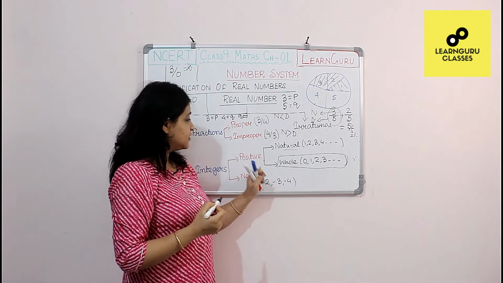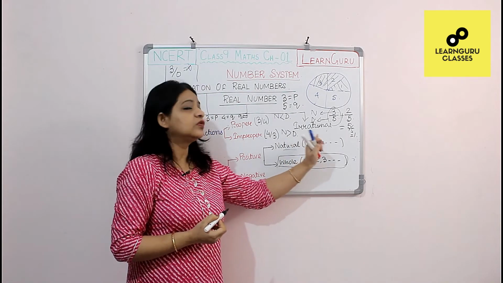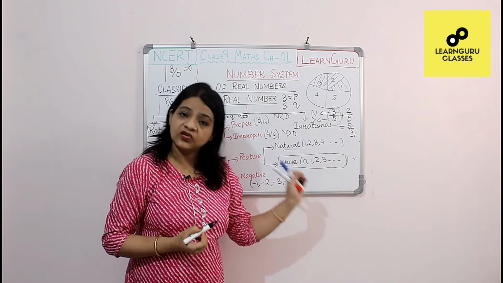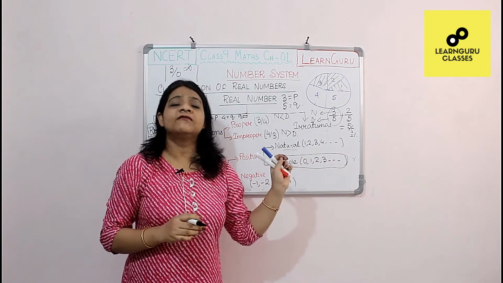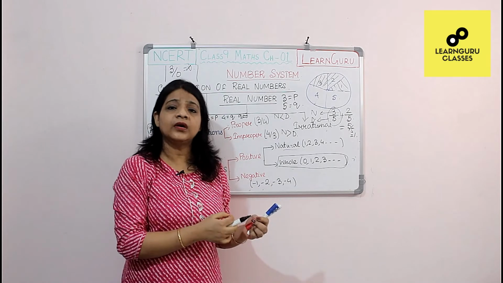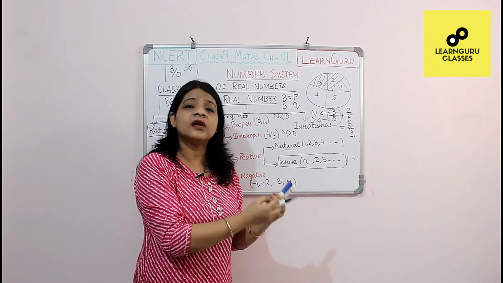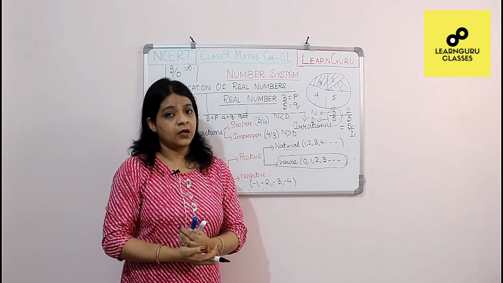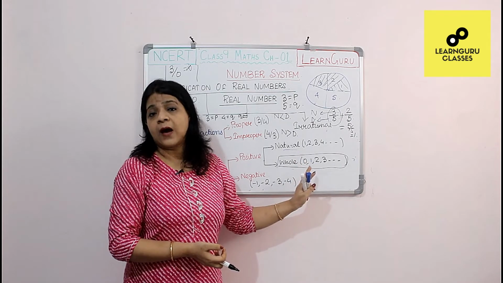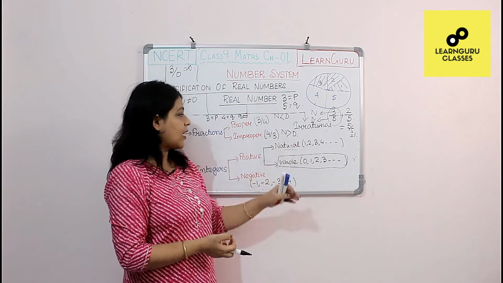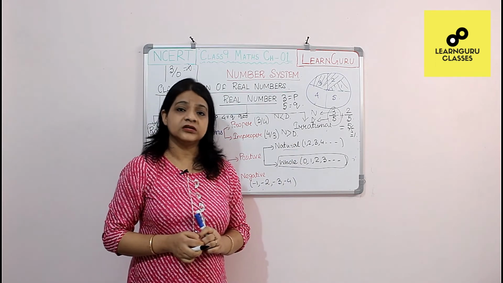So positive integers are divided into two types. Natural numbers 1, 2, 3, 4 are the set of natural numbers, and whole numbers 0, 1, 2, 3 till infinity. I can take any number and we can say that this is a natural number or a whole number. Other than 0, 0 is only a whole number but not a natural number. We will come to this part later. Okay. So these are positive integers.